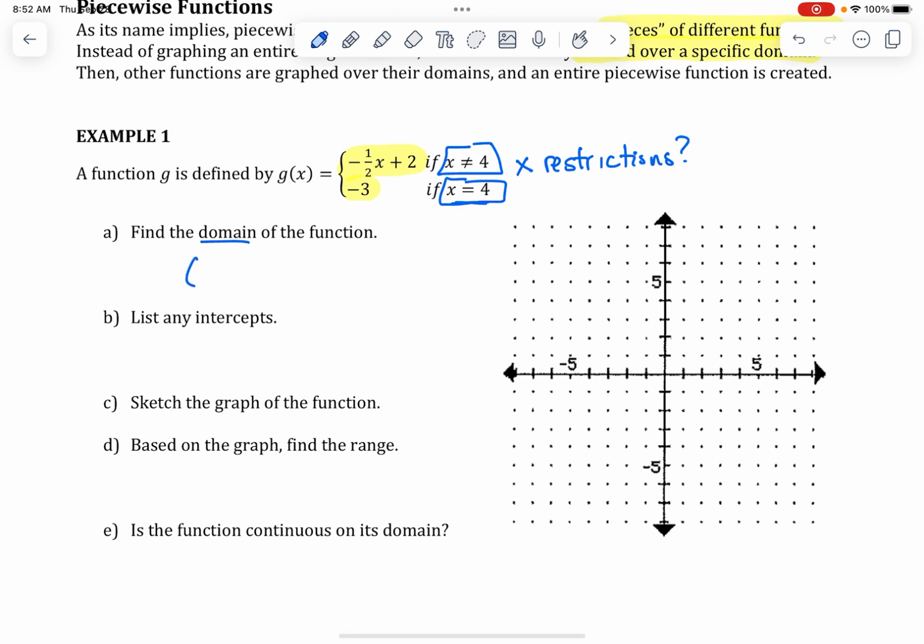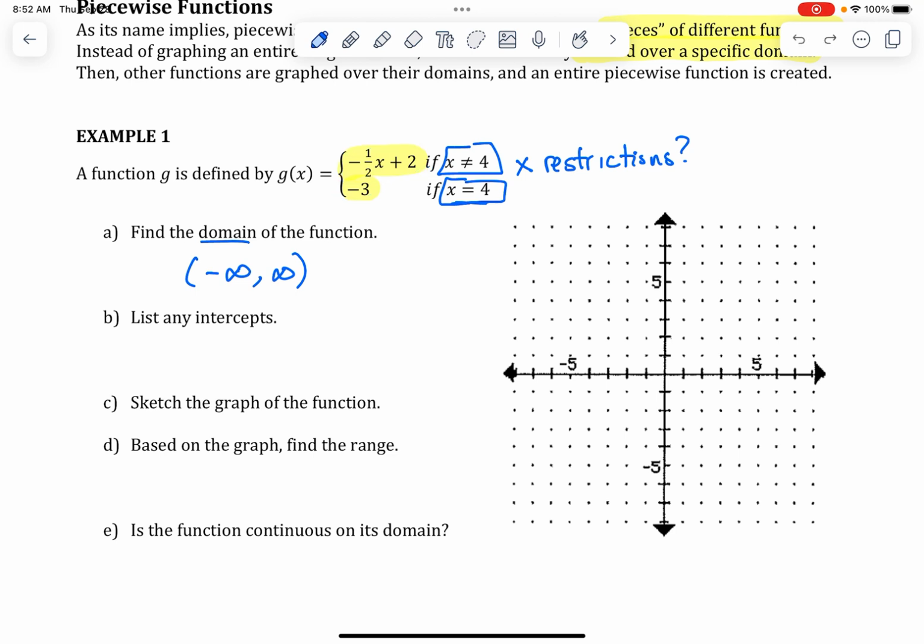That covers everything. So your domain is all real numbers because for every x value, you can figure out which of the two functions you should use. And that's the key of this. Based on what the domain value is, what graph are you drawing?